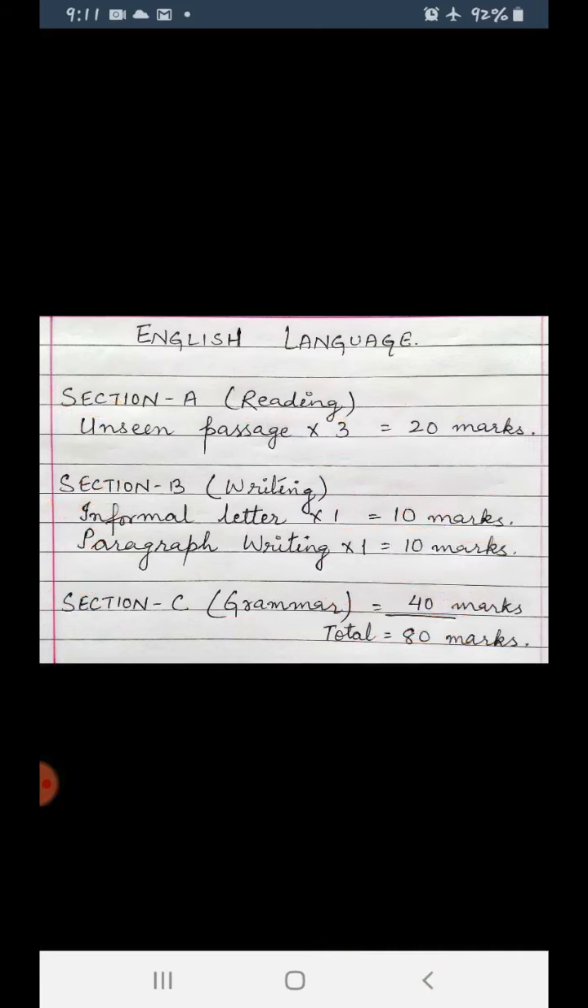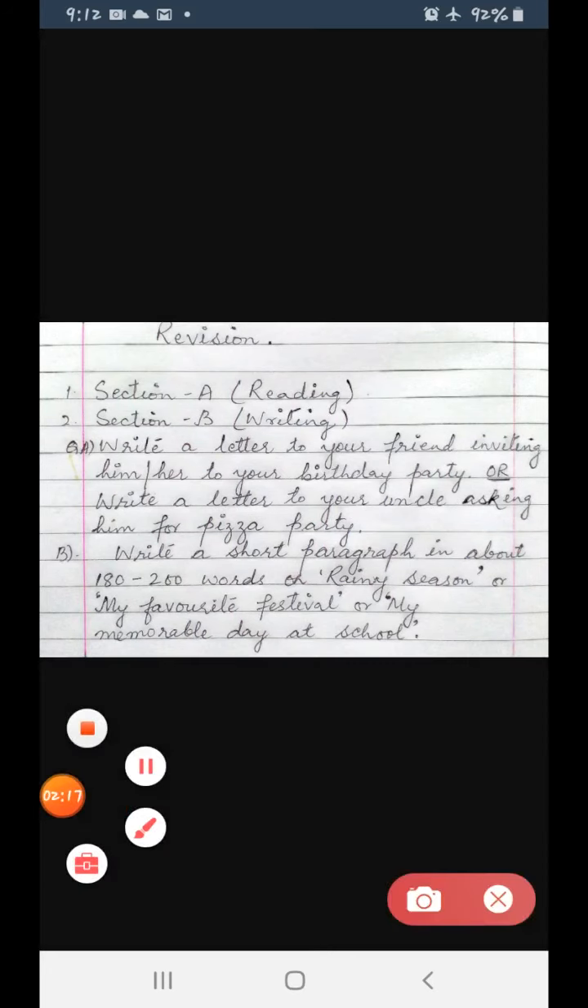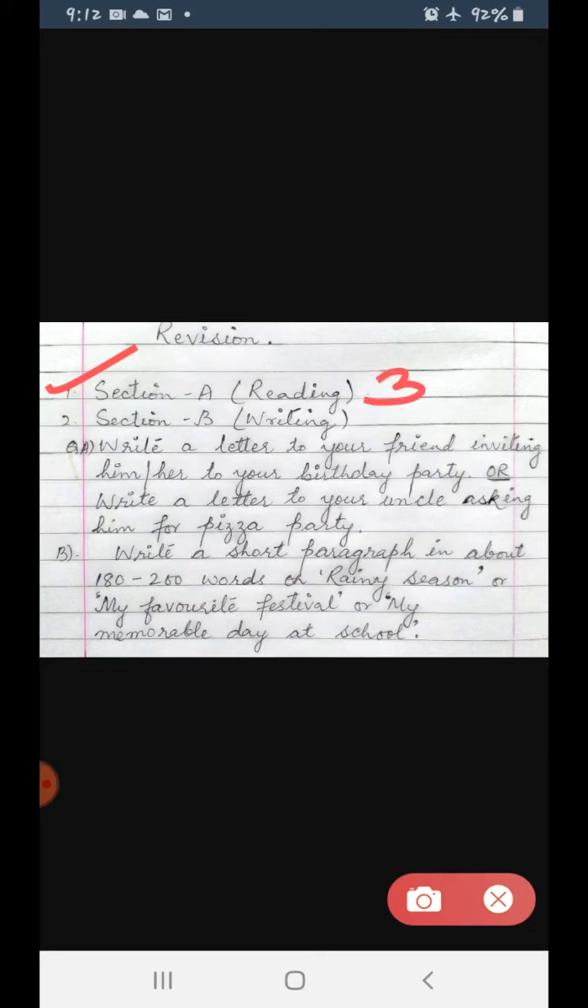Clear to everyone? Now let us see the revision, or you can say the sample paper. Don't think that this is the question paper. This is not the question paper. This is just the sample paper, so that you know how I am going to set the questions. Now see here. In section A, as I have already told you, you will be getting 3 unseen passages.